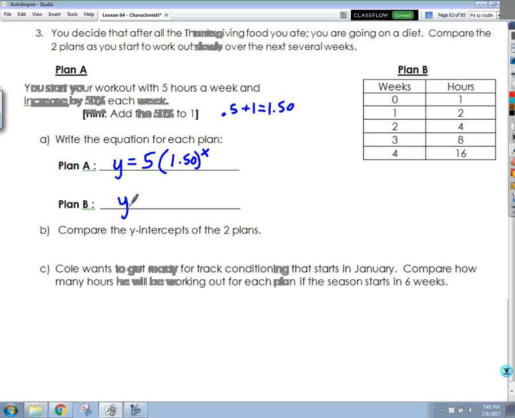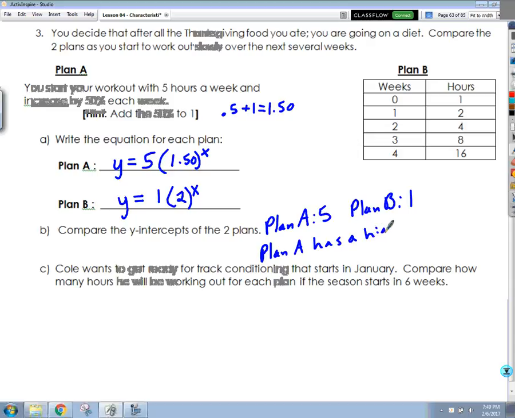Well, plan A is 5. Plan B is 1. So plan A has a higher y-intercept. They're starting off strong. Compared, this is probably more my speed, plan B. Let's see what else we got.